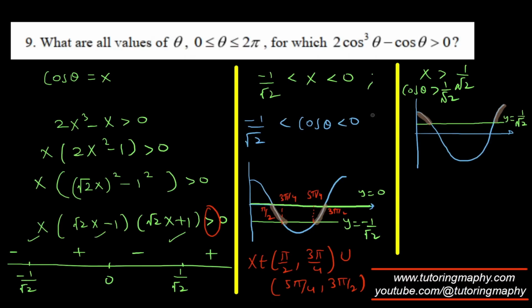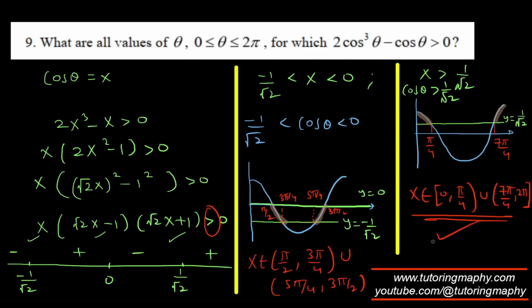If the blue one should be greater, I think the answer should be something like this, right? And when is it 1 over root 2? Obviously when pi over 4, and the quadrant 4 angle will be 2 pi minus pi over 4, which is 7 pi over 4. So the answer is 0 to pi over 4, where 0 is included, of course, but pi over 4 is not included. And then 7 pi over 4 to 2 pi, and 2 pi is definitely included. So this is also the answer, and this is also the answer.